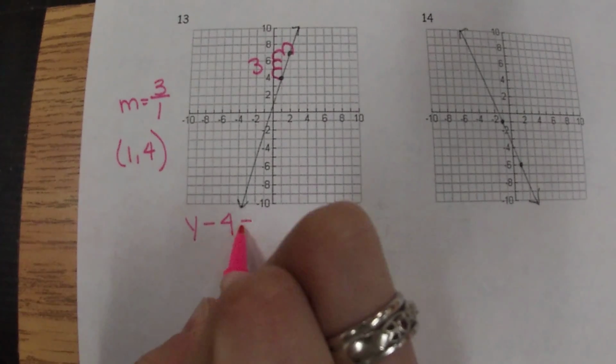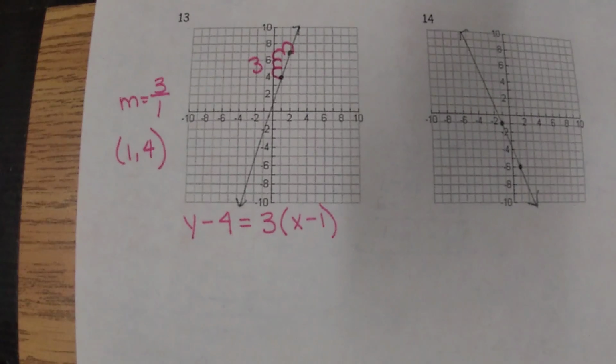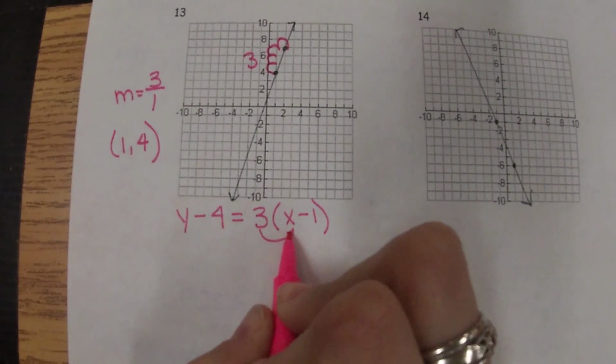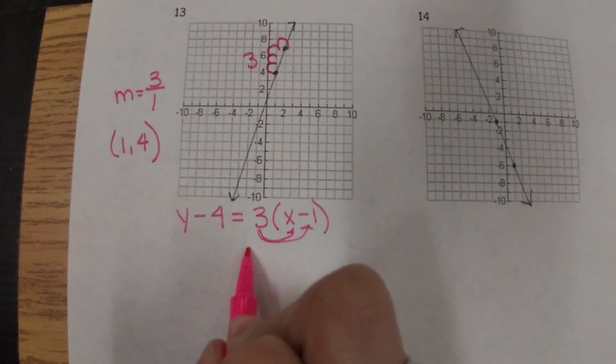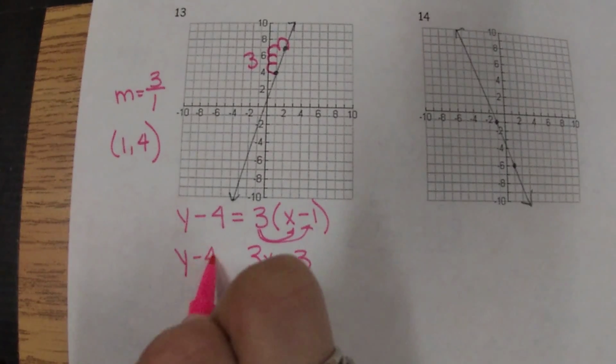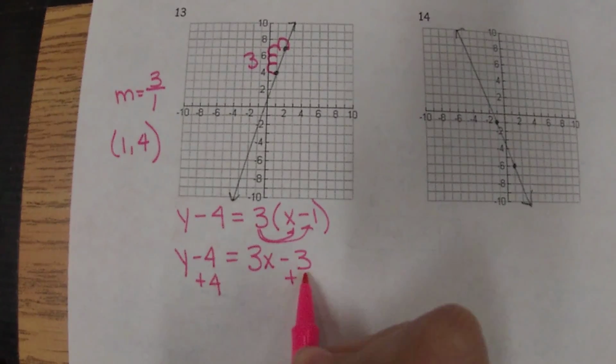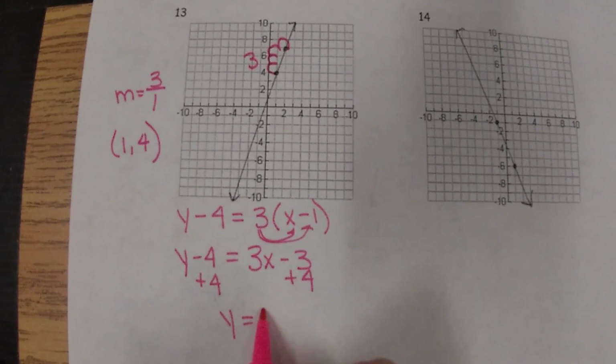So y minus 4 equals 3 times x minus 1. So we'll distribute, which will give us a 3x minus 3. Okay, then we'll move that 4 over, and we'll have y equals 3x plus 1.